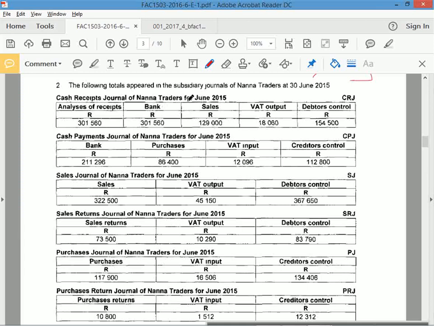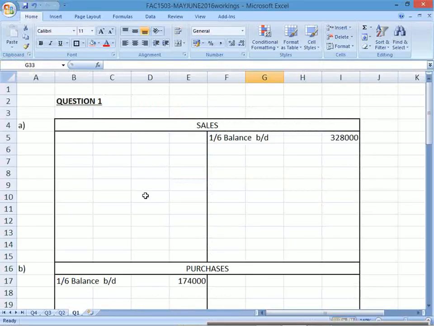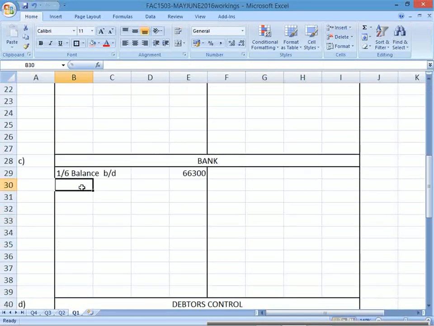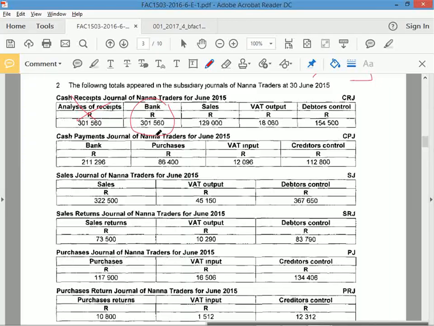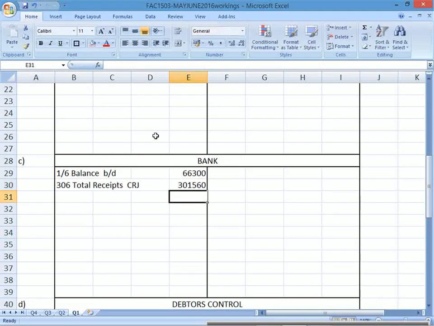Totals. Cash receipts journal. Analysis of receipts, I don't need that column. Bank, I do need that column. What is bank going to do to your bank account? Increases. It's cash receipts. Good. Total receipts, cash receipts journal. How much? 301,560. There it is. Receipts increase your bank account.